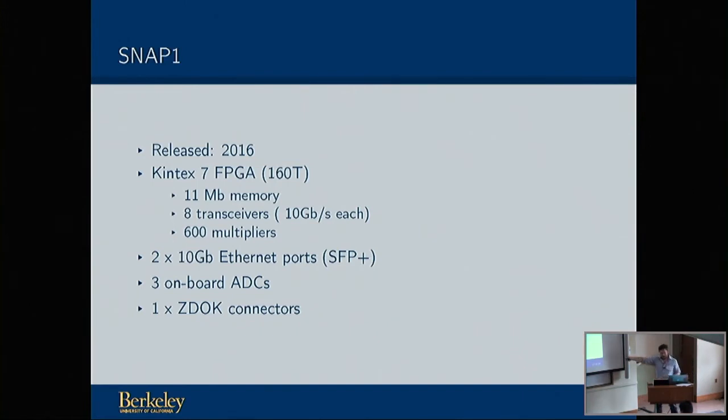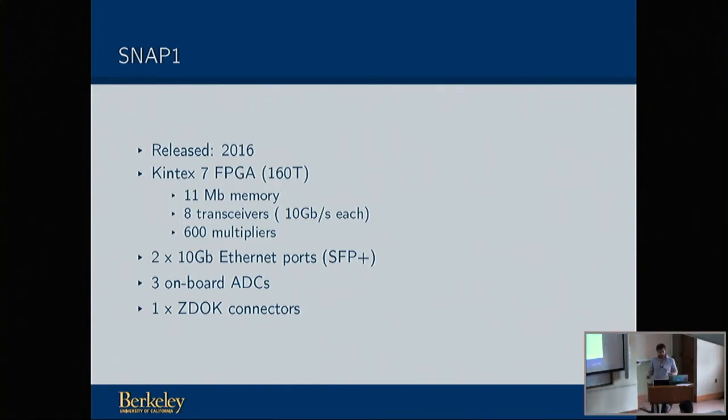Note now that rather than the ROACH 2 transceivers, of which there were a lot, but they only ran at 3 gigabits per second each, the Snap has 8 transceivers, but each one will run at 10 gigabits per second each. That means that each one of them can support a 10 gigabit Ethernet interface. And you'll see, unsurprisingly, as hardware gets newer, numbers get bigger, the amount of data I can transfer over a wire continues to grow. In classic CASPER fashion, we keep a ZDOK connector. That means if you've got some ADCs lying around, you can throw away your ROACH 2, plug them into your Snap, and away you go.